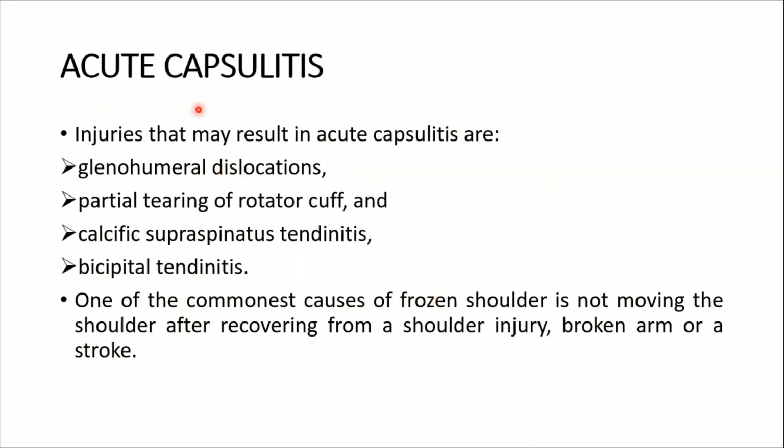So what is an acute capsulitis, right? So its causes: acute capsulitis, glenohumeral dislocations, partial tearing of the rotator cuff, calcific supraspinatus tendinitis, and bicipital tendinitis. One of the commonest causes of frozen shoulder is not moving the shoulder after recovering from a shoulder injury, broken arm, or a stroke. That is the immobility.